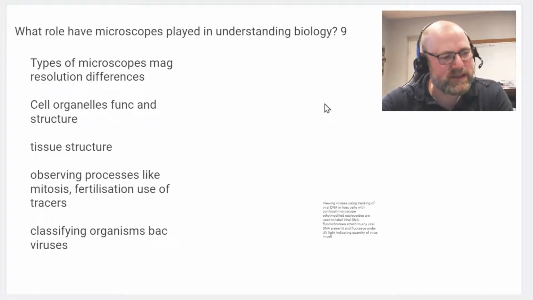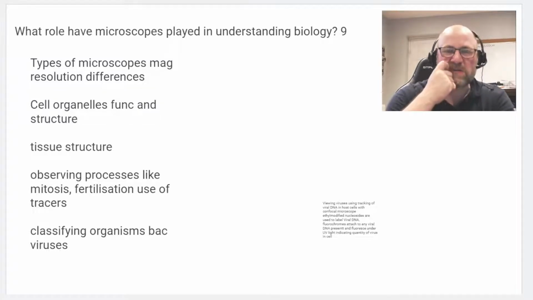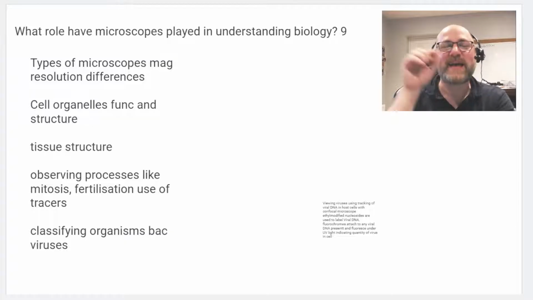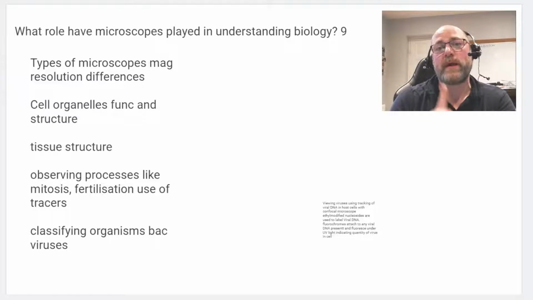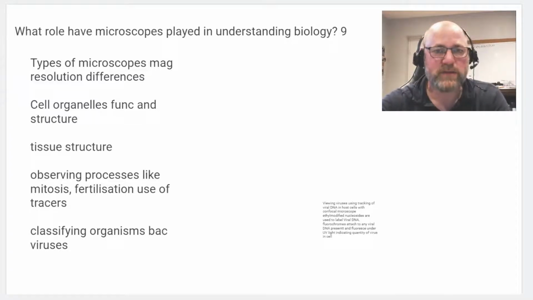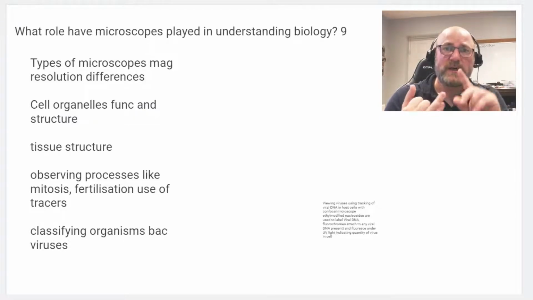Protein synthesis. Could you talk about protein synthesis as one of the processes you could observe? Mitosis you can observe, but protein synthesis is happening on a ribosome. We can just about see ribosomes with an electron microscope. You probably couldn't observe protein synthesis with an electron microscope. But you could discuss different microscopes if you know your different microscopes, like your resolutions and things like that.